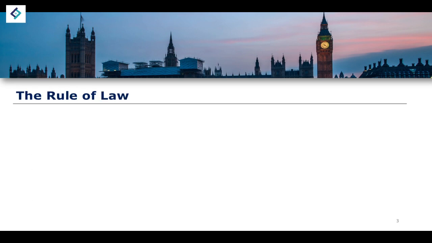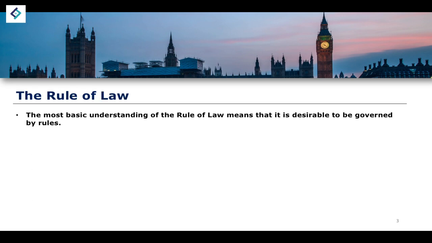So let's begin first with this idea of the rule of law. Now, the most basic understanding is that the rule of law constitutes a set of ideas whereby it is desirable for a state to be governed by certain rules. The idea that things should be governed by rule.